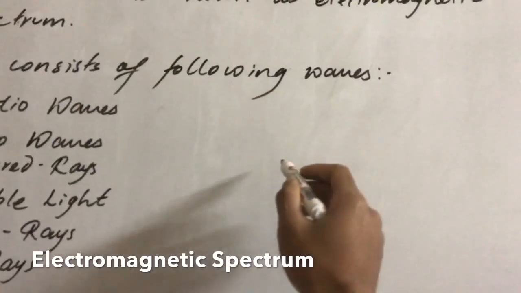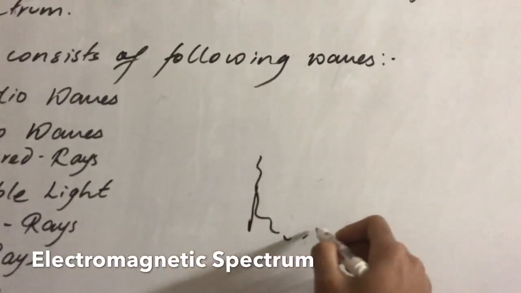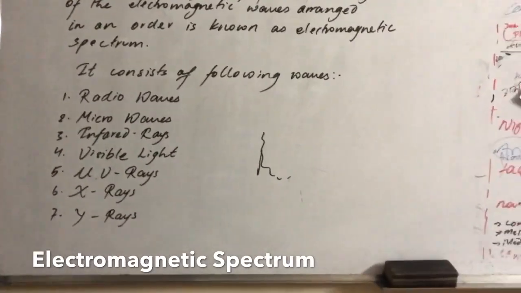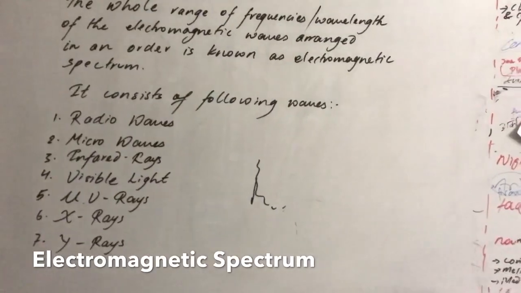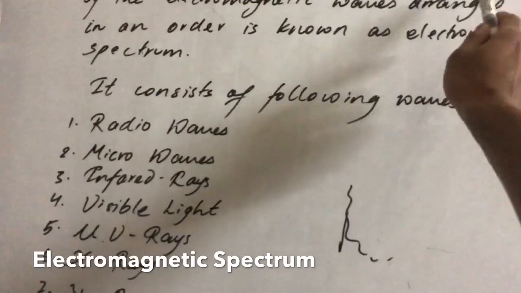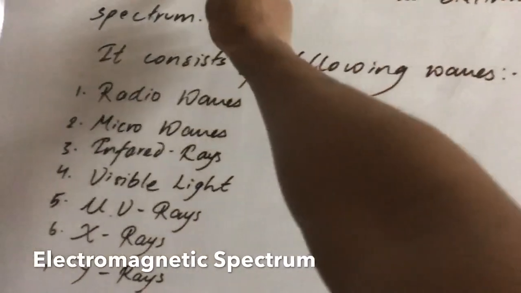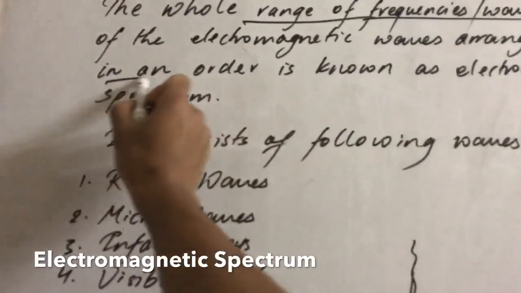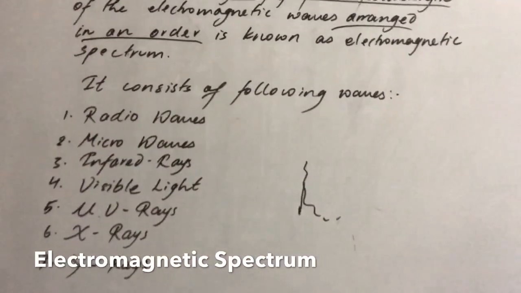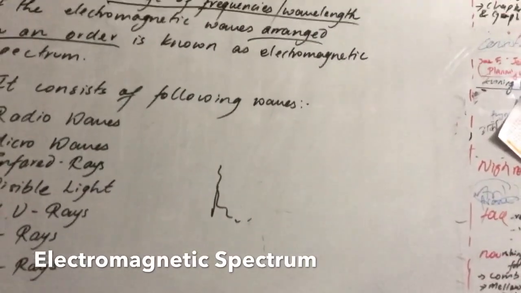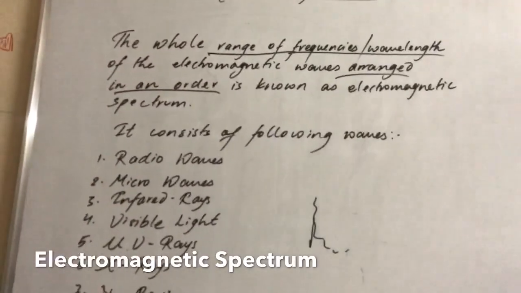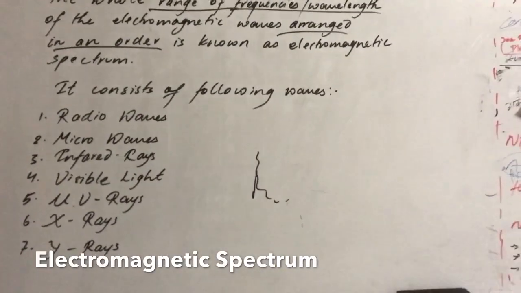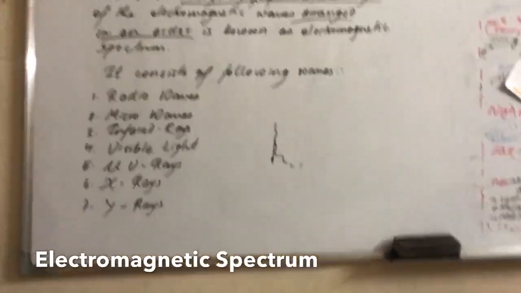Yeah, it is arranged in order, so I'll show it later on. And so it is known as the electromagnetic wave. Remember one thing in your mind, the key point is the frequency and wavelength, the range of frequency and wavelength. The whole range of frequencies and wavelengths of electromagnetic waves arranged in an order is known as the electromagnetic spectrum. So remember the key point.